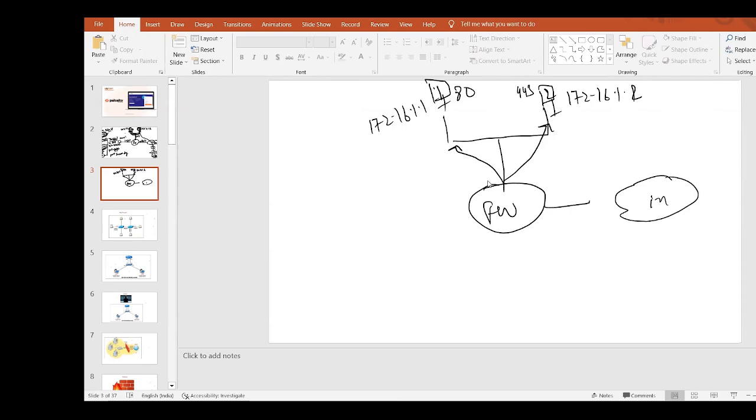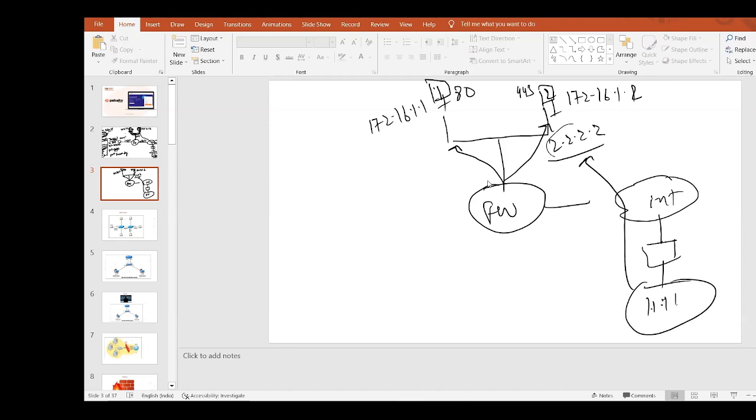So here we are using destination NAT, and also port translation. This PC is 1.1.1.1, and this is NATed to 2.2.2.2. So whenever this PC with IP 1.1.1.1 initiates traffic to 2.2.2.2, if the port number is 443, my firewall will forward the traffic to this PC. That's it.